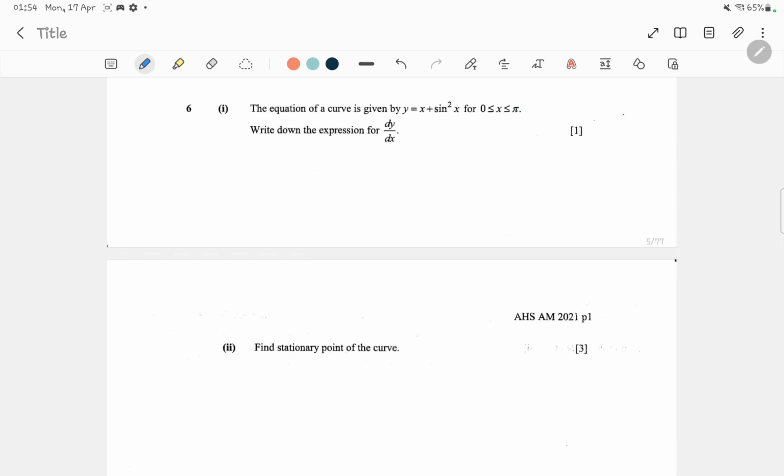Okay, so the question asks us to write down the expression for dy/dx. So we're just going to differentiate y. So dy/dx is actually equals to 1 plus 2 sine x cosine x, right? And this is equals to 1 plus sine 2x. This is because 2 sine x cosine x is actually equals to sine 2x. Okay, so that's for part I.